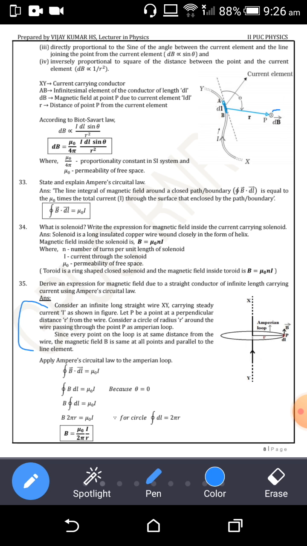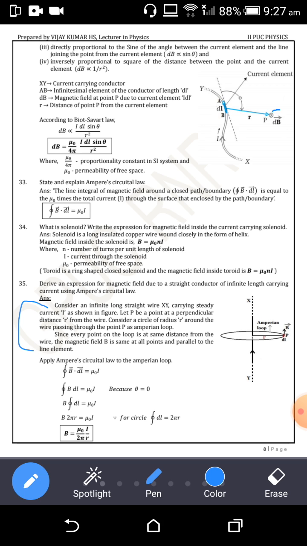So now applying Ampere's circuital law, the closed integral of vector B dot vector dl is equal to mu naught I. This is the standard equation. Now vector B dot vector dl can be expressed as B dl cos theta, since it is a dot product, where theta is the angle between vector B and vector dl.